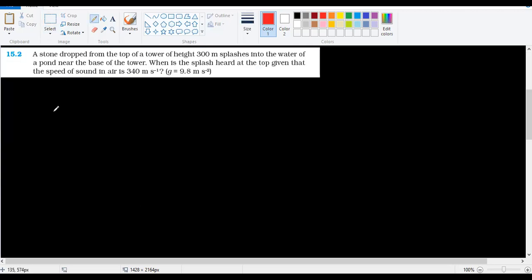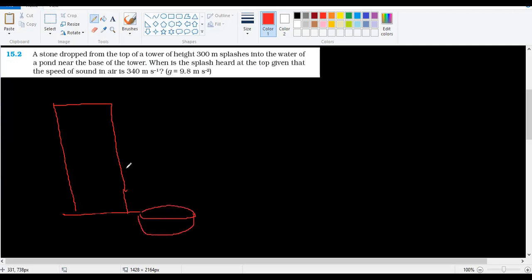A stone dropped from the top of a tower of height 300 meters splashes into the water of a pond near the base of the tower. When is the splash heard at the top, given that the speed of sound in air is 340 meters per second? So let's assume that you are standing in this tower and there is a pond over here. So you are standing here and then you are dropping a ball from here.